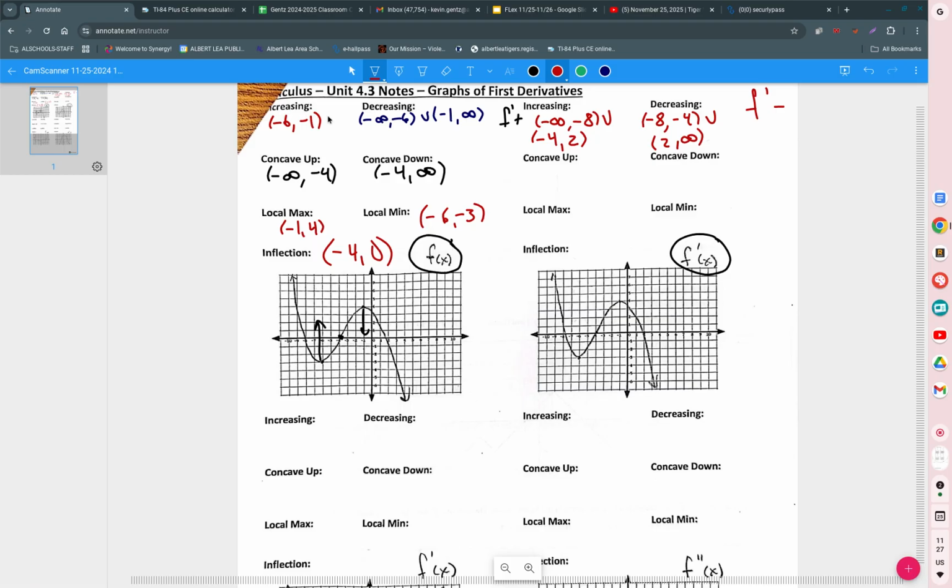Talk with the person next to you. How do you, again, determine the local max and local min, and are there any on this graph? Take 30 seconds, talk, go.